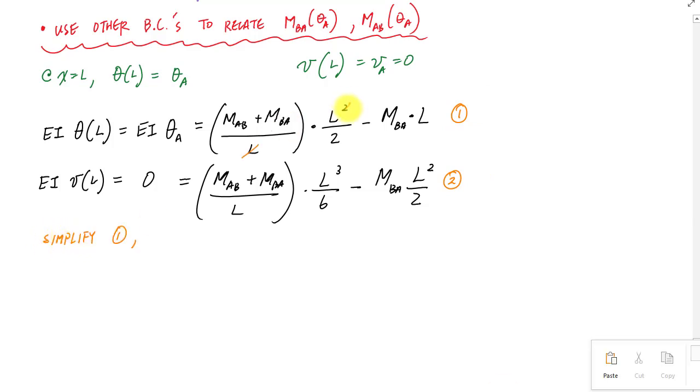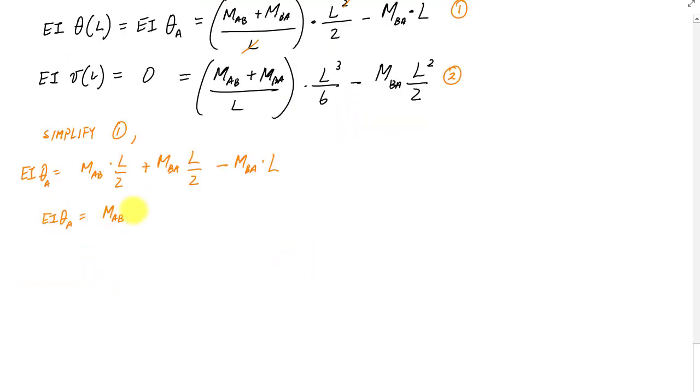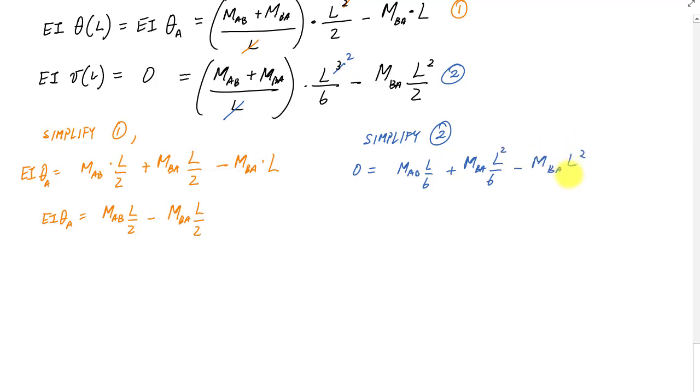I would have this, that would cancel, and I would have, let's see, MAB, which becomes MAB L over 2 minus MBA L over 2. And now if I simplify the second equation, the L's would cancel. That's going to be a squared there. And I would have MAB L over 6 plus MBA L over 6 minus, oops, don't forget the squared, minus MBA L squared over 2. And again, with some algebra here, all the L squareds would cancel out. Now, multiply both sides by 6.